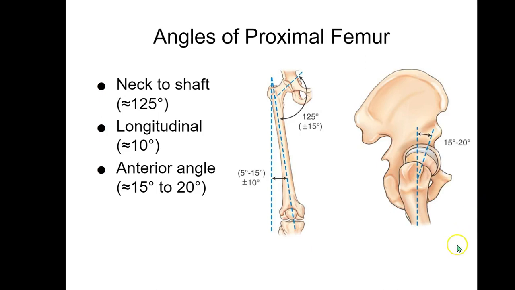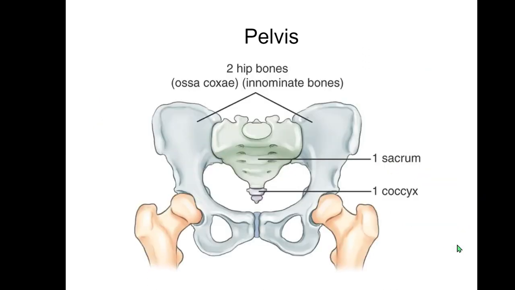All right, the pelvis. Let's talk about the pelvis in a little more detail. So the pelvis connects the trunk and the vertebral column of the body to the lower limbs. The pelvis consists of 4 different bones.